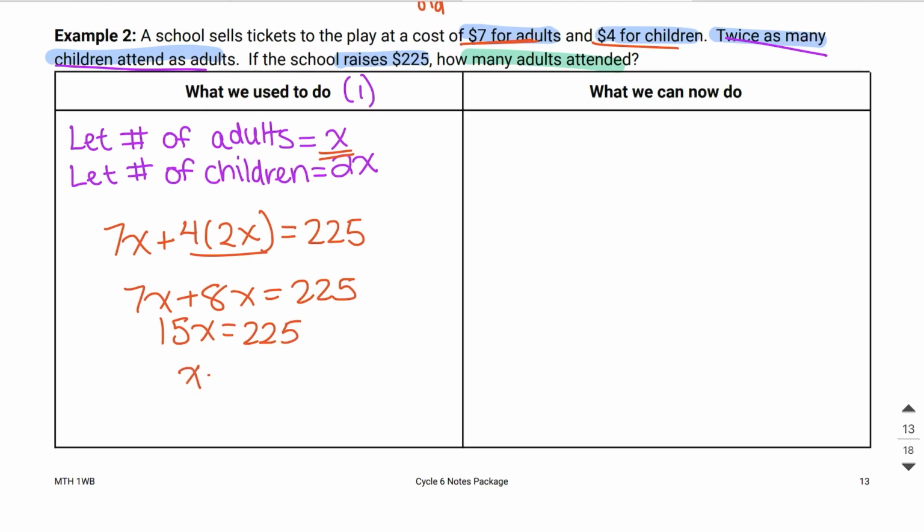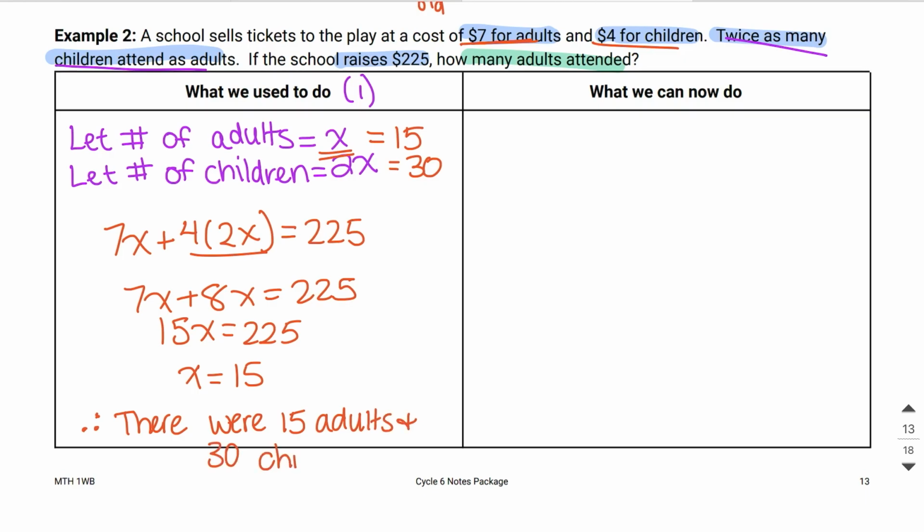Divide both sides by 15, and I would get 15. So here, I know that the number of adults is 15, and the number of children is 2 times as much, which is 30. So we could say, therefore, there were 15 adults and 30 children.